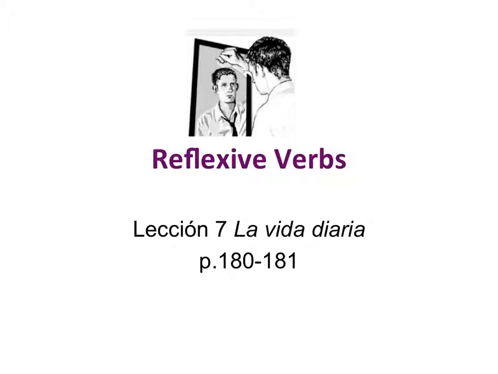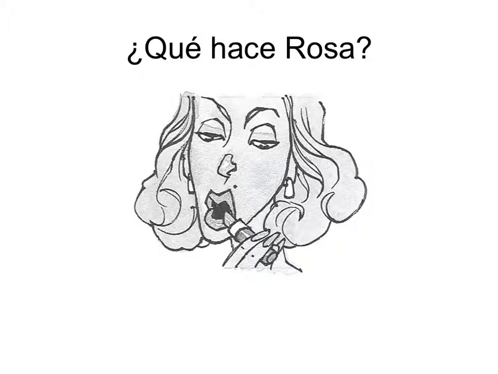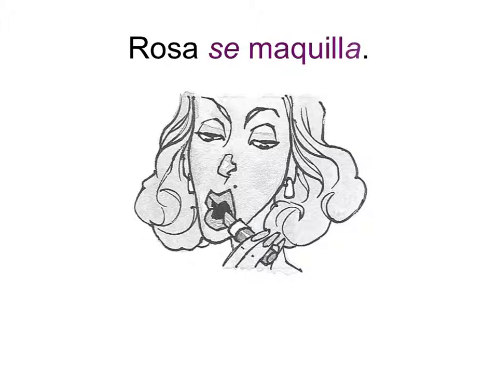So we're going to talk about conjugations. Por ejemplo, aquí, ¿qué hace Rosa? Esta chica se llama Rosa. ¿Qué está haciendo Rosa? Se maquilla. Se maquilla. What does this indicate? What is she doing? What does maquillarse even mean? To put on makeup. Right, exactly.